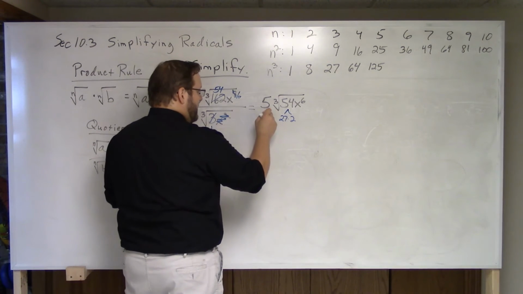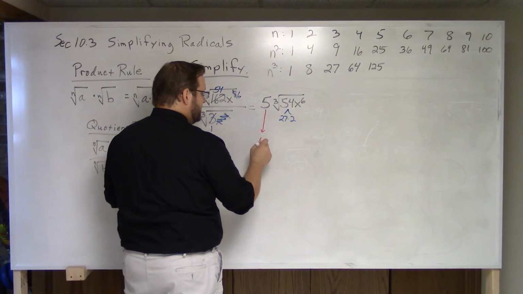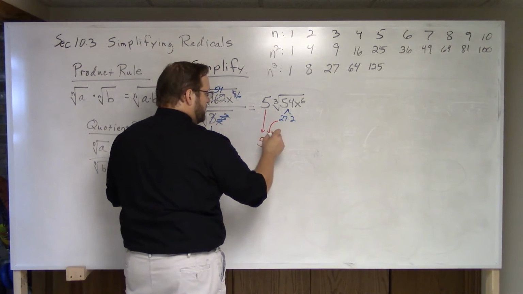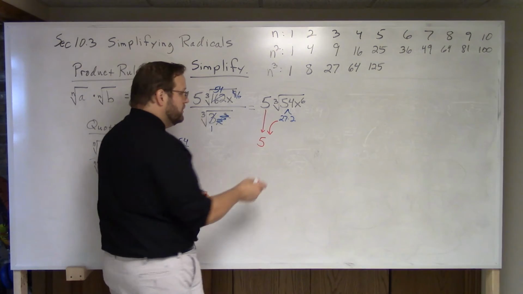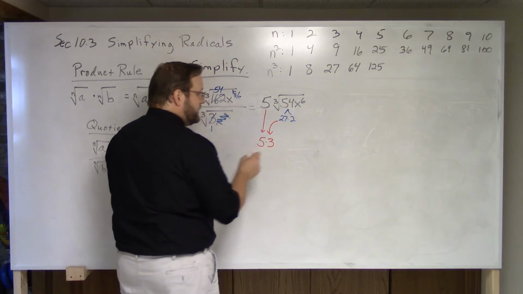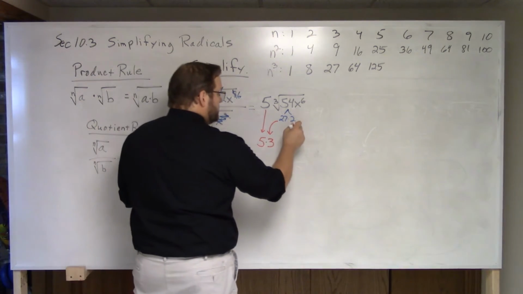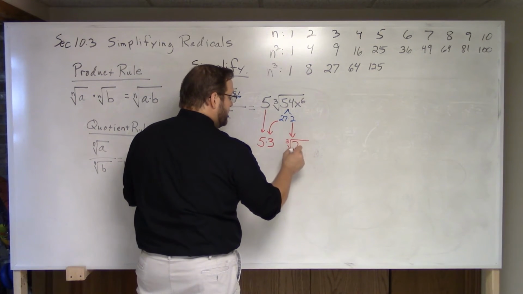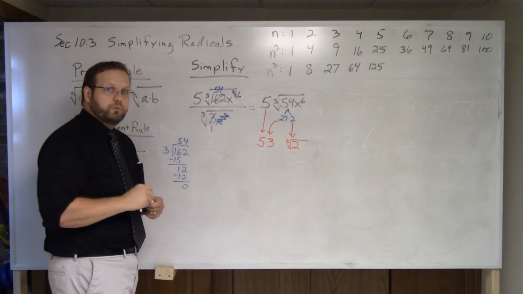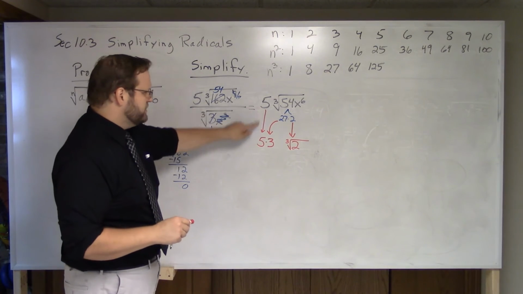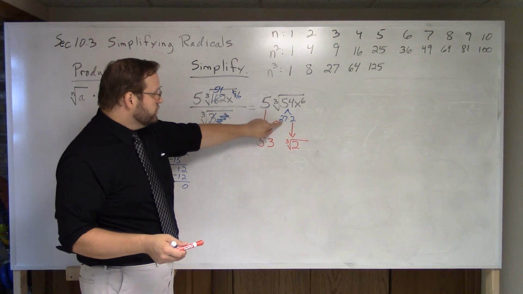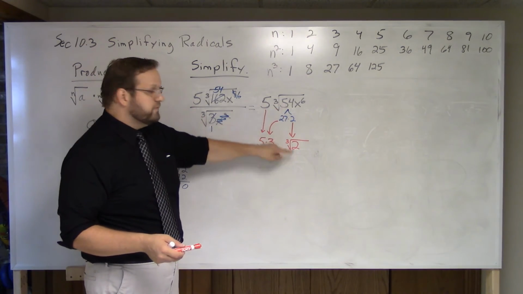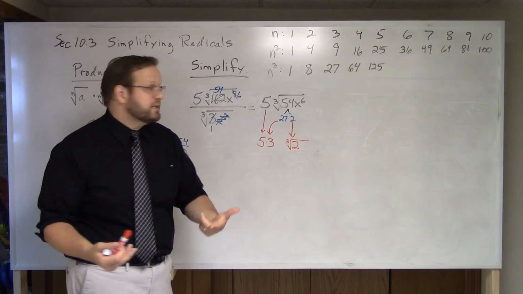This 5 right here stays on the outside. This 27, after we take the cube root, would come out as a 3. And then this 2, I can't take the cube root of that, so that would stay as the cube root of 2. Okay, so again, 5 was just hanging out in the front. Cube root of 27, because it's still underneath here, is a 3. And then cube root of 2 doesn't come out nicely, so we leave it inside.